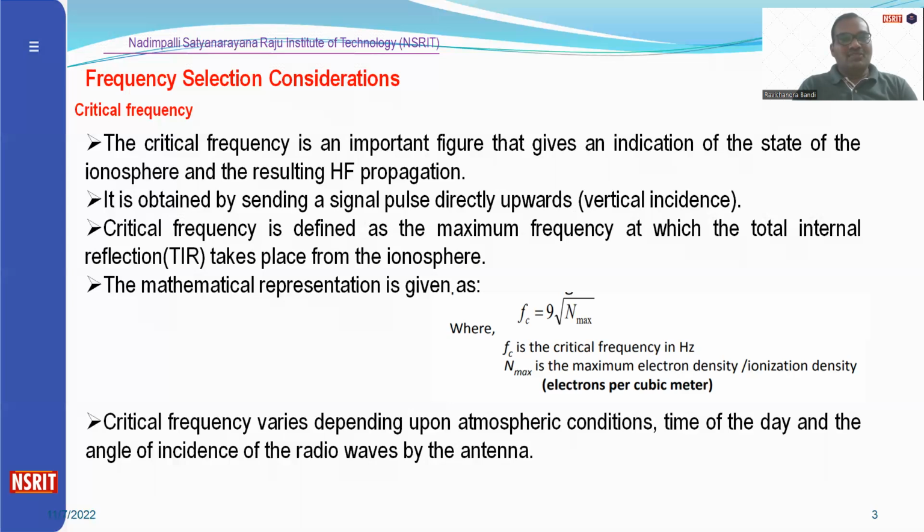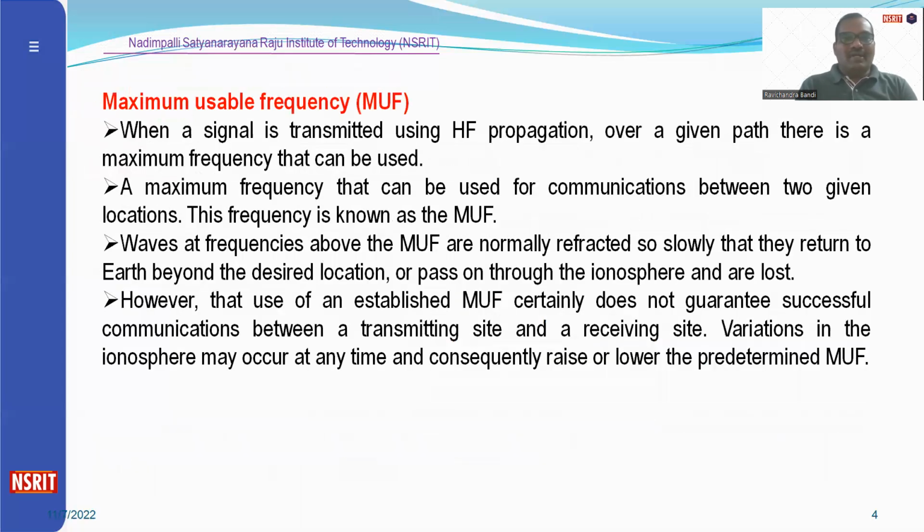The mathematical expression for critical frequency is given as Fc is equal to 9 root N max. Fc is the critical frequency expressed in hertz, and N max is the maximum electron density or ionic density in the ionospheric region. It is expressed in terms of electrons per cubic meter. The critical frequency varies depending upon atmospheric conditions, time of the day, and the angle of incidence of the radio waves by the antenna.